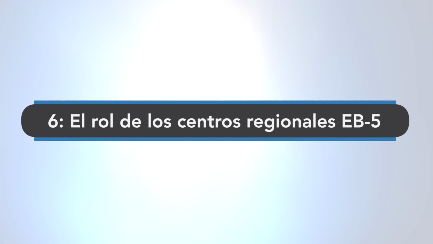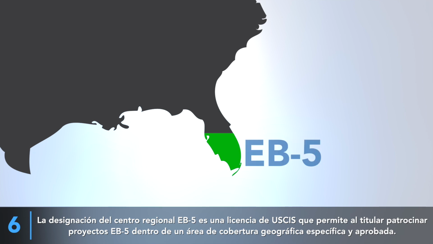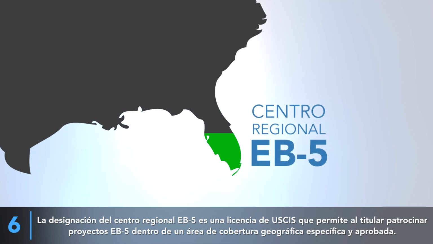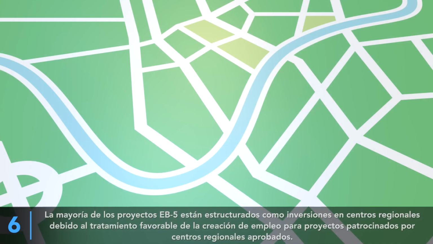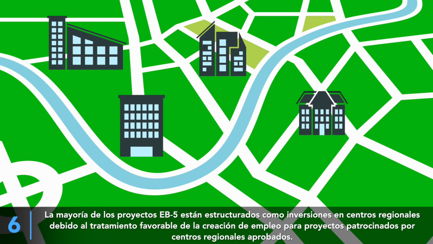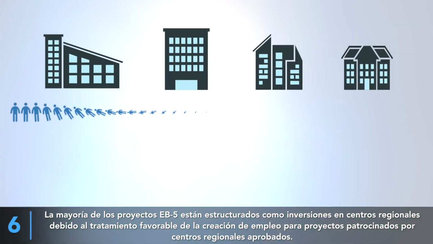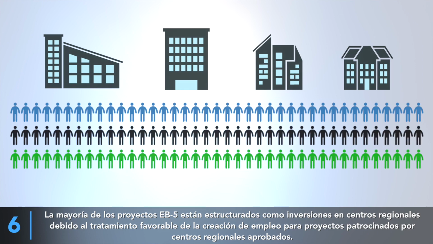6. The role of EB5 regional centers. EB5 Regional Center designation is a USCIS license that allows the holder to sponsor EB5 projects within a specific, approved geographic coverage area. Most EB5 projects are structured as regional center investments because of the favorable treatment of job creation for projects sponsored by approved regional centers.